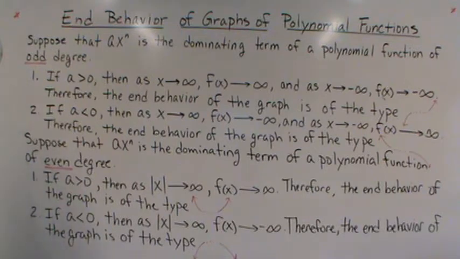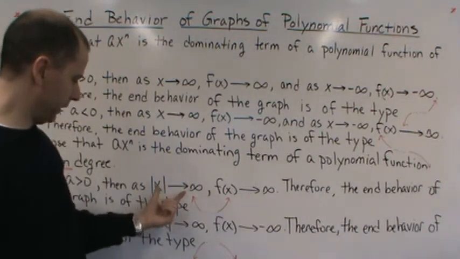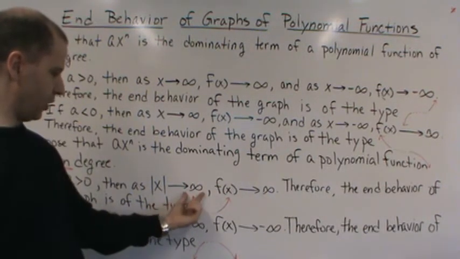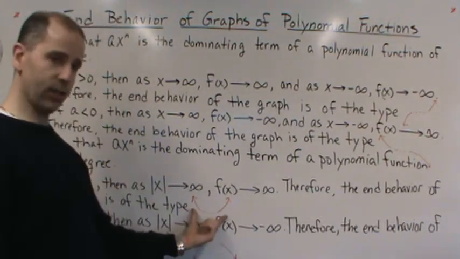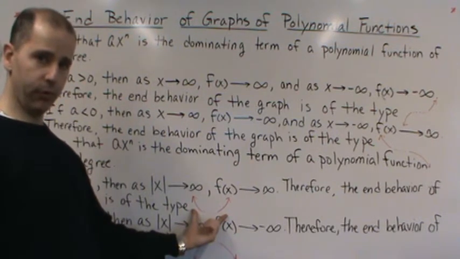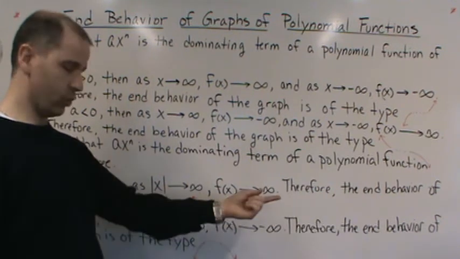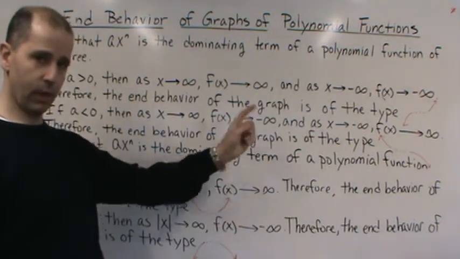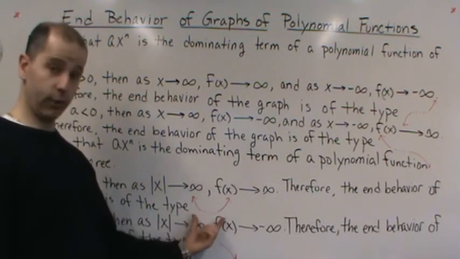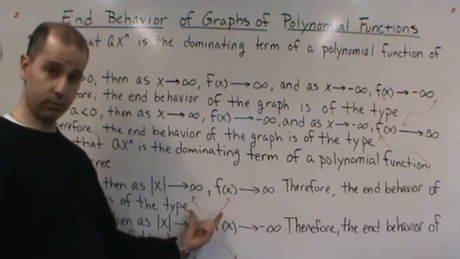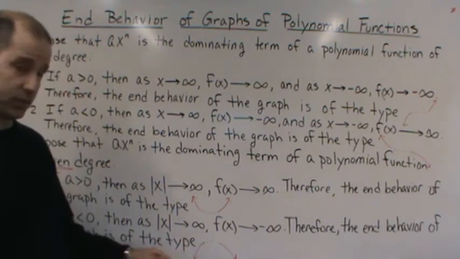Well, when does it happen? Well, when a is positive, then they're both going to be going up, because as the absolute value of x goes to positive infinity, so does f of x. So what that means is that the graph is going to be going both up. Okay? So both tails are going to go up. So as you go to the right, to positive infinity, it's going to go up. As you go to negative infinity, it's going to go up. Okay? Think of the squaring function. Okay? Parabolas, right?